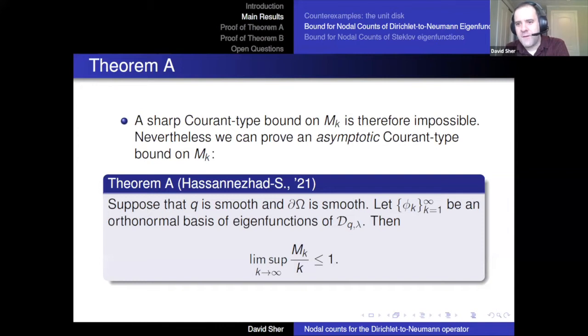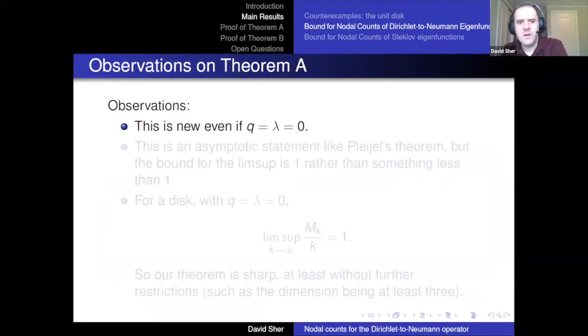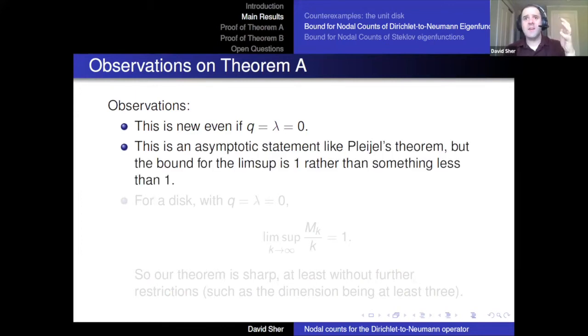Of course, the sup of m_k over k is, as discussed earlier, totally unbounded, because m_1 can be as big as you like. So this theorem is, to our knowledge, again new, even if q and lambda are both 0. So even in the straight up Steklov, or Dirichlet-to-Neumann, case, we think this is a new result. And the asymptotic statement looks like Pleijel's theorem. In Pleijel's theorem, you had the lim sup of n_k over k is less than or equal to 0.69 and so on. But here, the bound for the lim sup is just 1. We can't do better than 1.